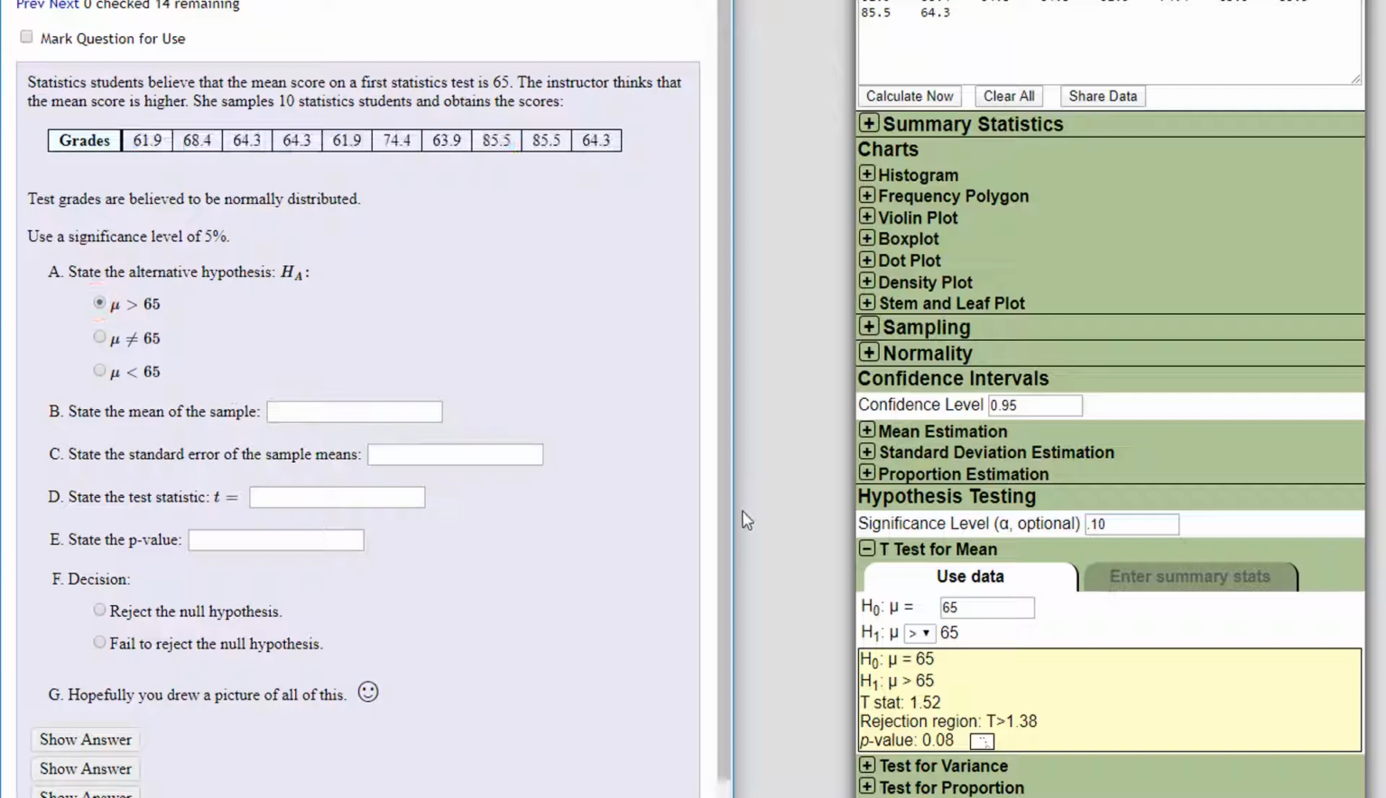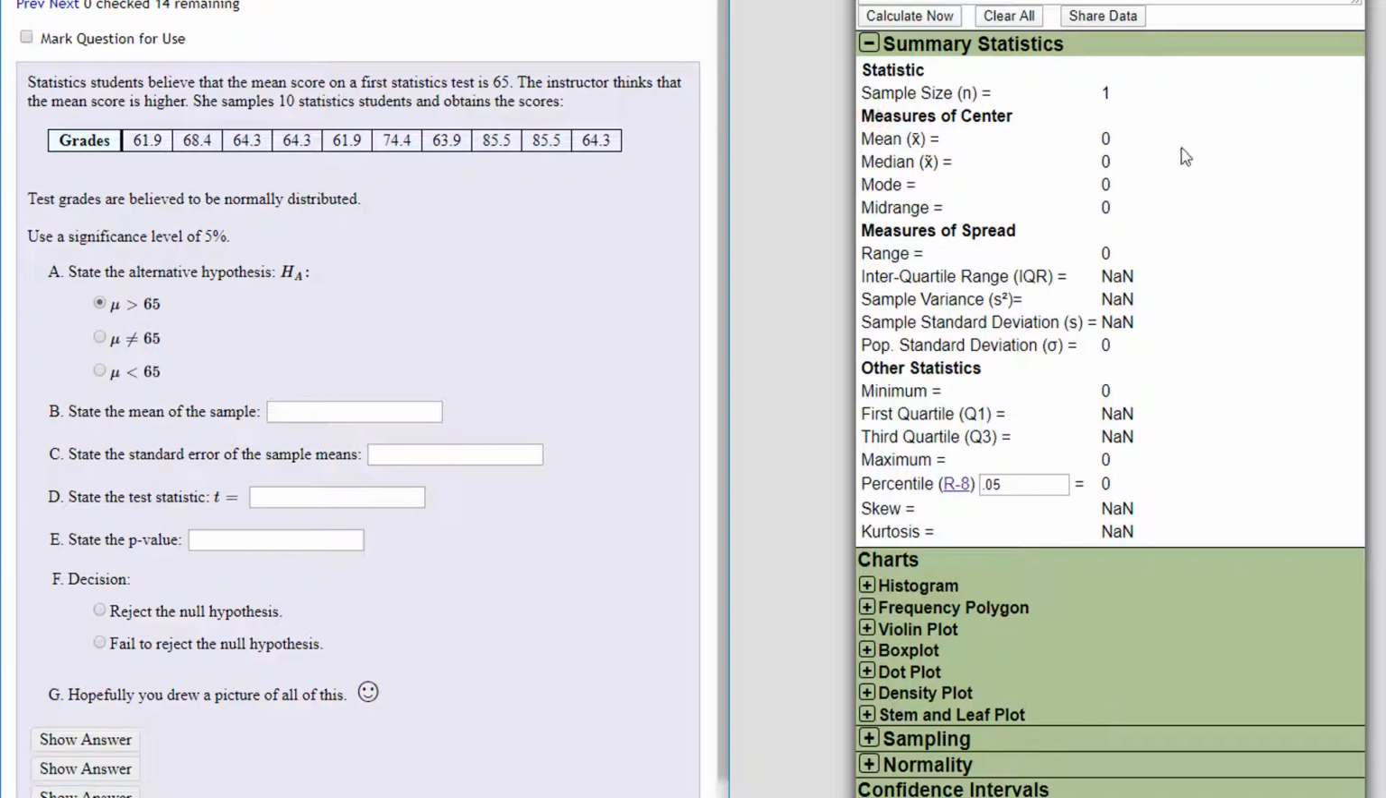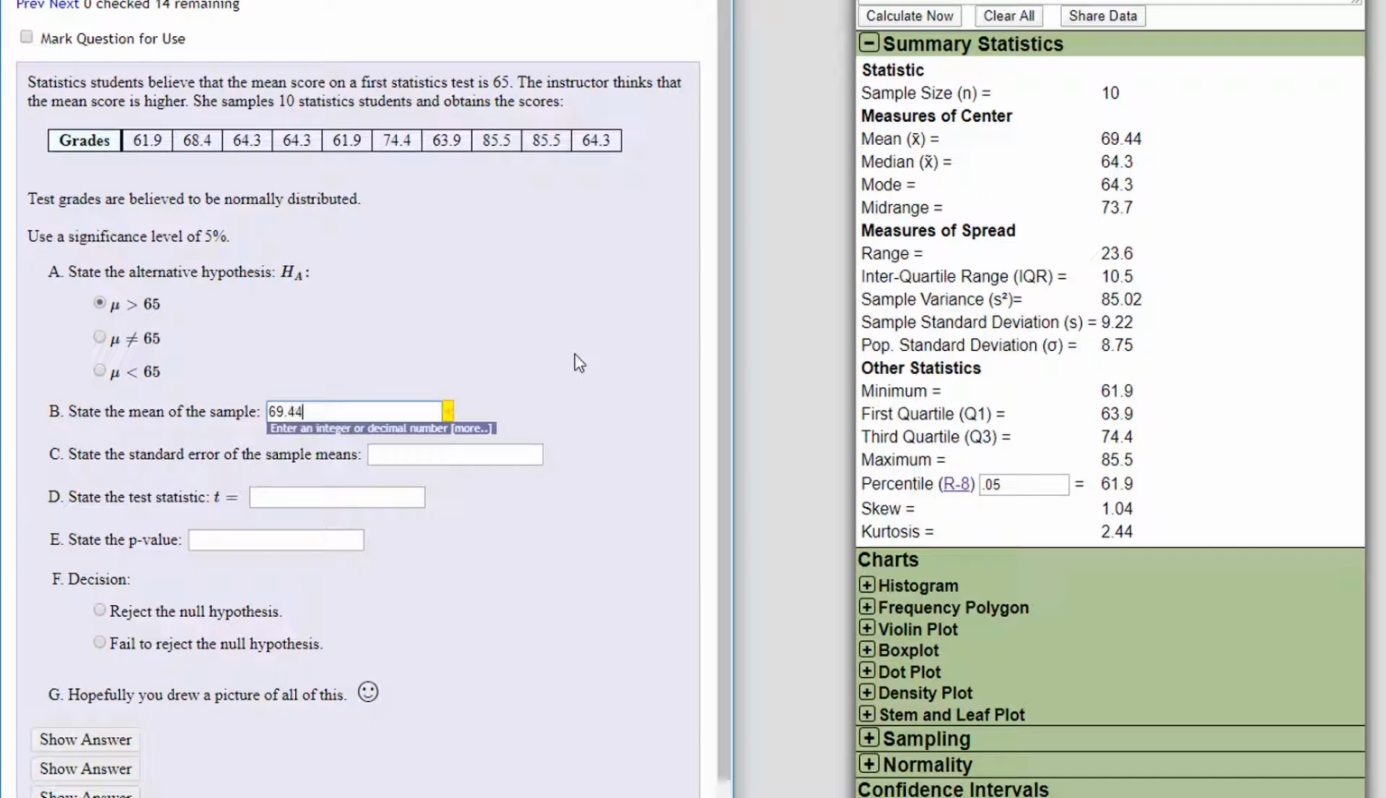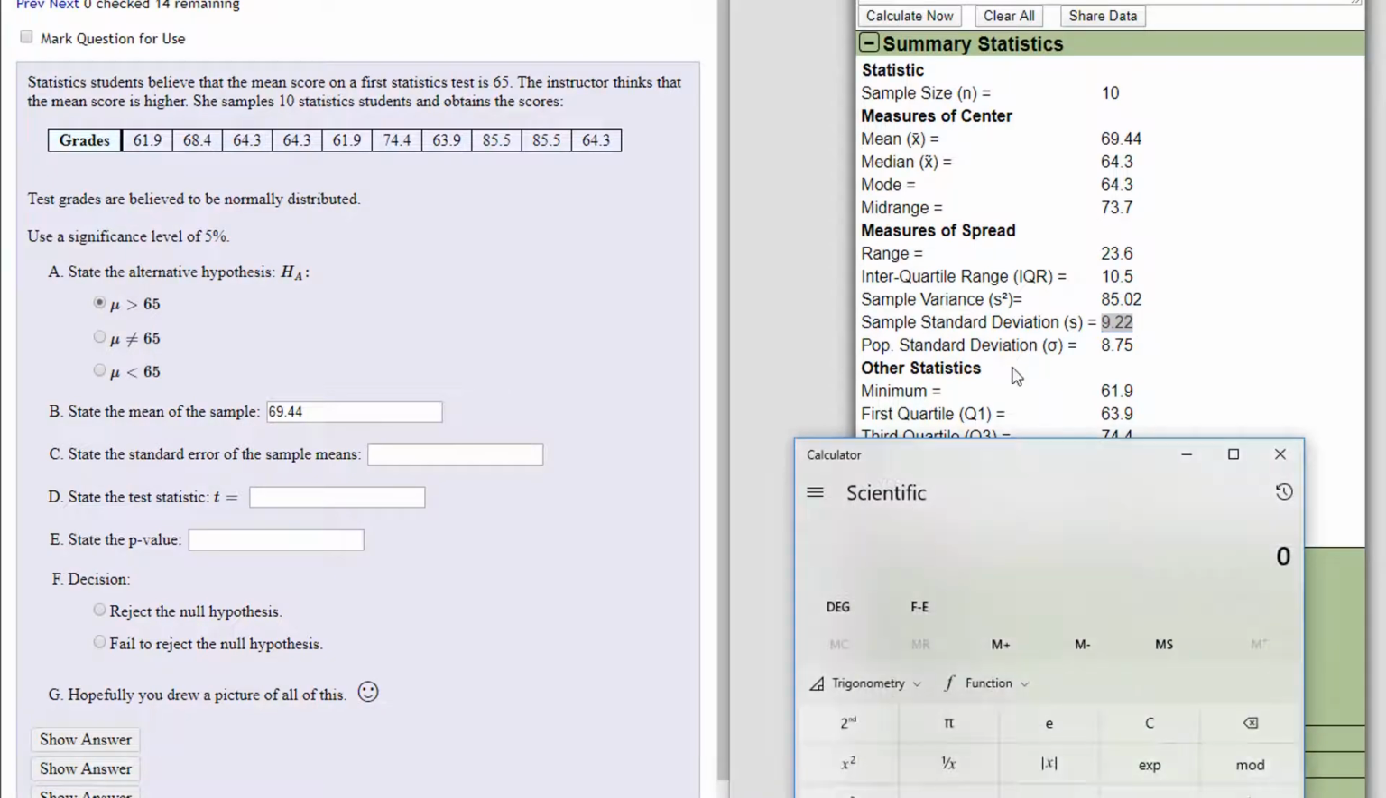Okay, the mean of the sample, well actually let's go back to our summary statistics to get that. I have to click calculate now to get this updated. 69.44. The standard error, now that's actually not going to pop in. I feel like that should probably be done automatically. The standard deviation divided by the square root of the sample size, which is something I'm going to have to do on my own. Let's pull up a calculator and do that.